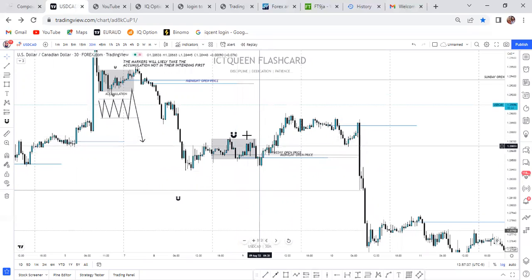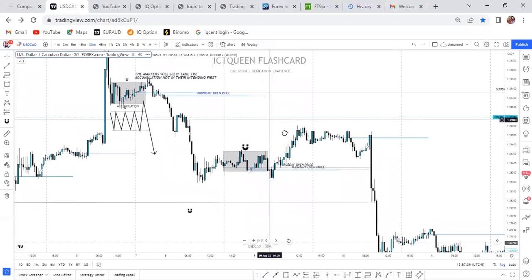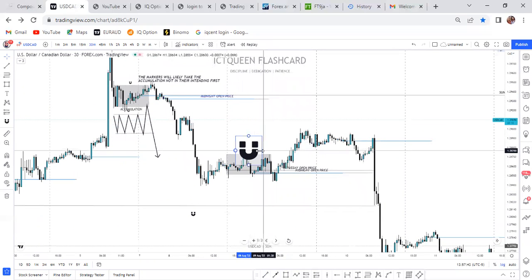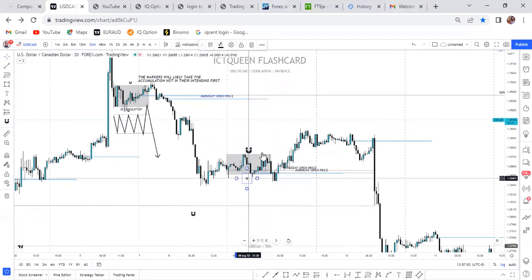We have liquidity resting above the open price. Remember that, guys. I said so when I was explaining the Sunday session. We have liquidity resting below the open price. That's when we have accumulation around the open price. We have liquidity resting above the accumulation. We have liquidity resting below the accumulation.